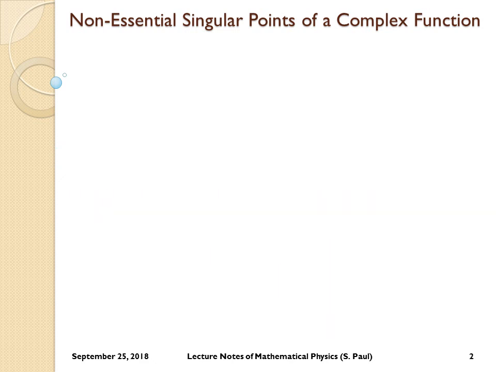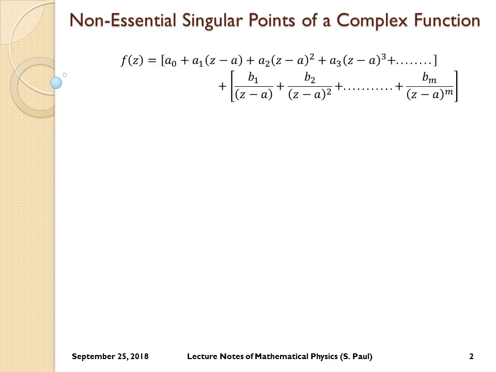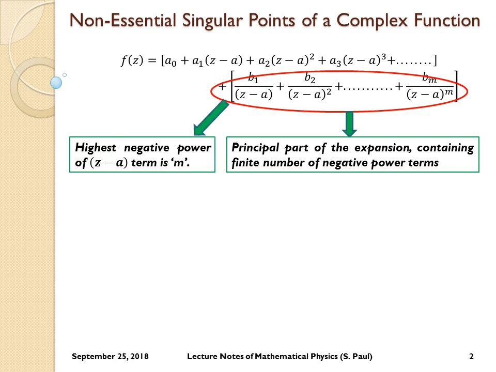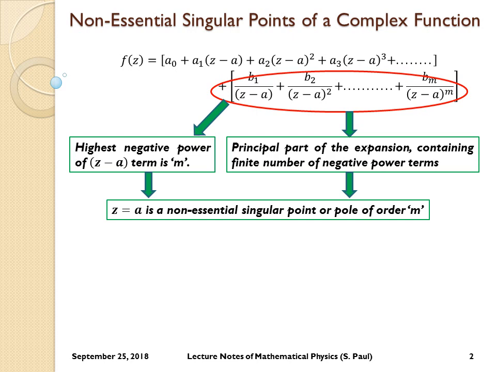Now suppose for a given complex function, the Laurent series expansion about z equal to a looks like this. As you can see, the principal part of the Laurent series expansion contains a finite number of negative power terms of z minus a, and the highest negative power of z minus a term is m. Therefore, from this result we can say that z equal to a is a non-essential singular point or pole of order m for the given function.